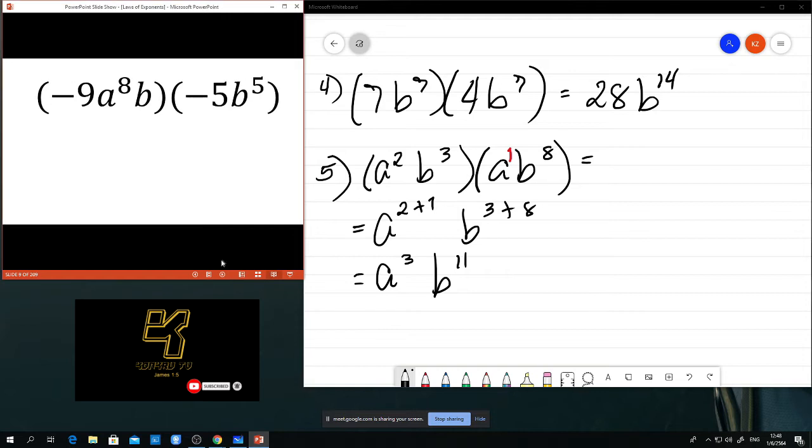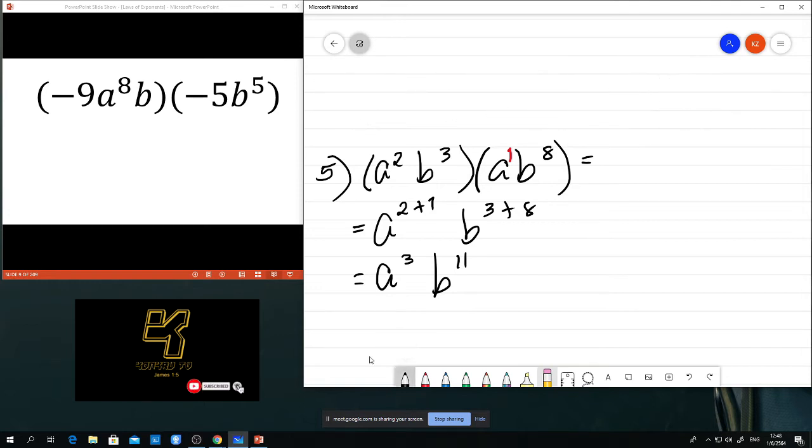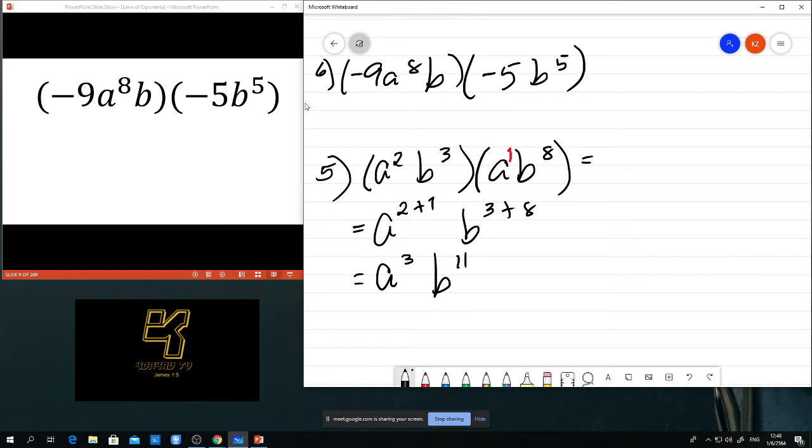Okay, next. How about this one? Let me erase number 4. Number 6. We have negative 9 a power of 8 b times negative 5 b power of 5. Can I erase number 5? Silence means yes.